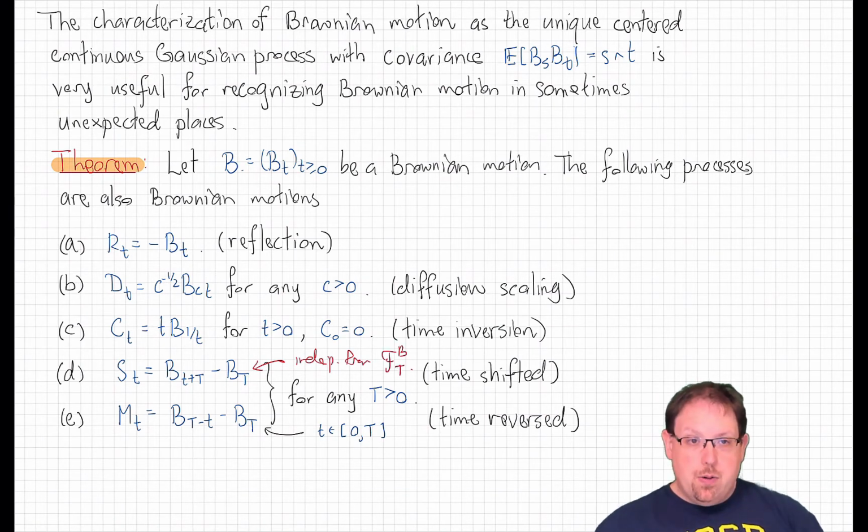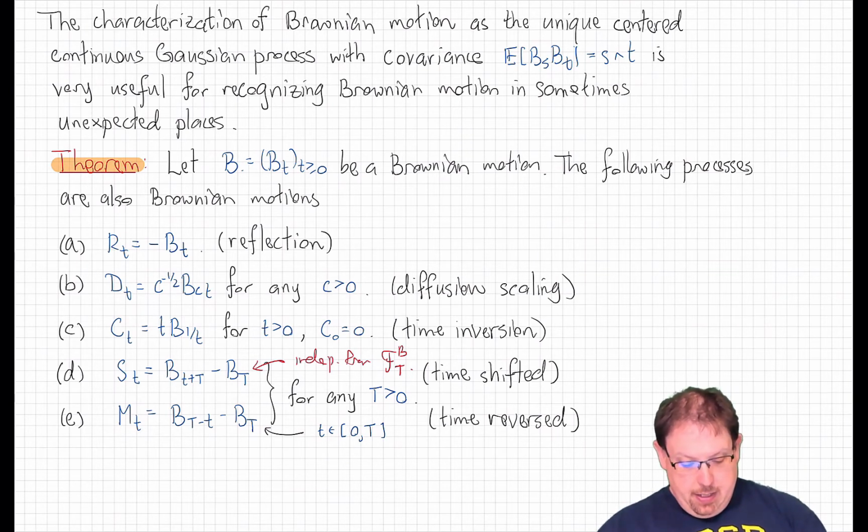We can also reverse time in this example in a linear way. That is, we can take the Brownian motion starting at the end time and flowing backwards, and again subtract its value at the end point in order to get a new Brownian motion. Although we have to be careful, this only makes sense when t is less than or equal to that capital T. But on that domain, we do get a new Brownian motion.